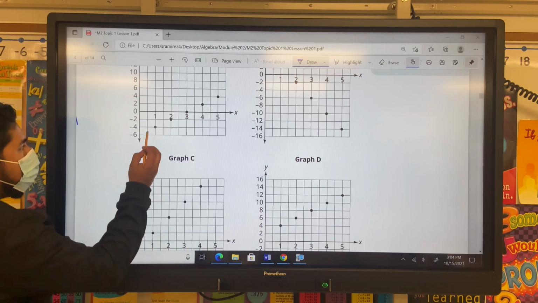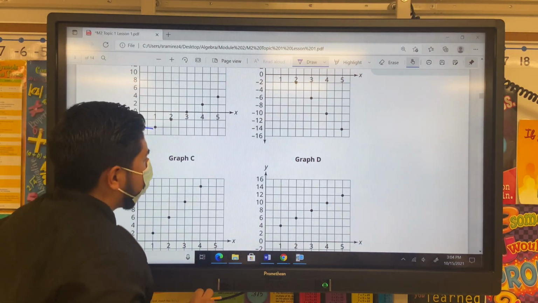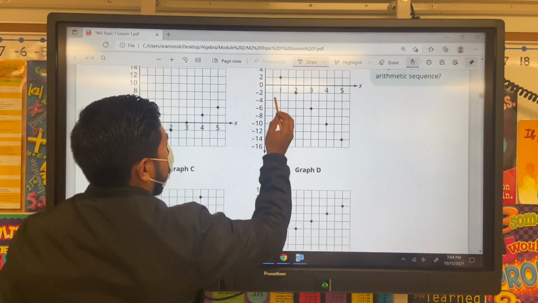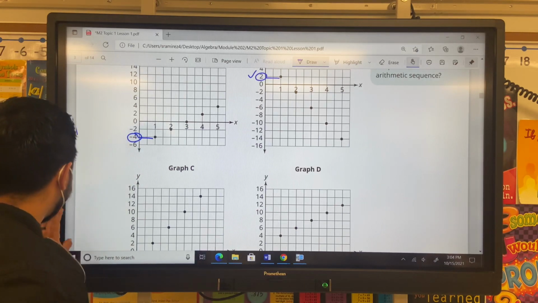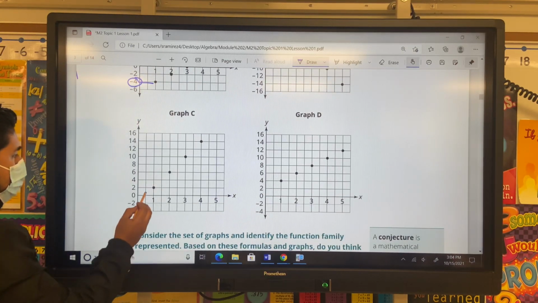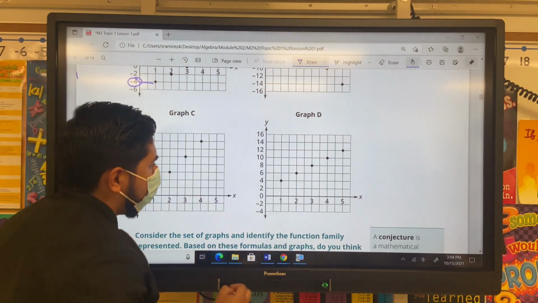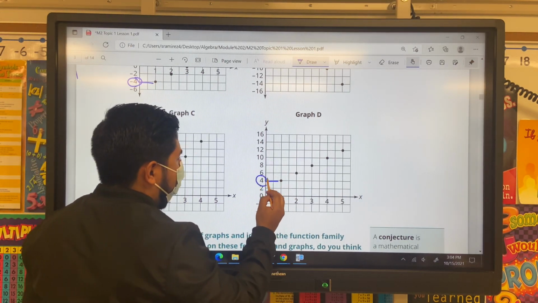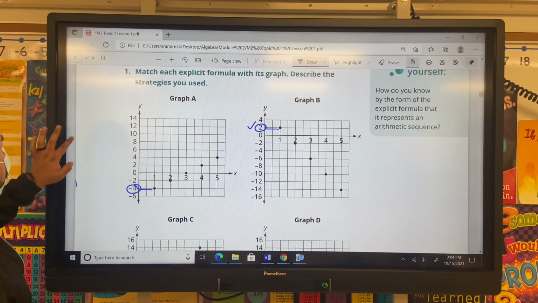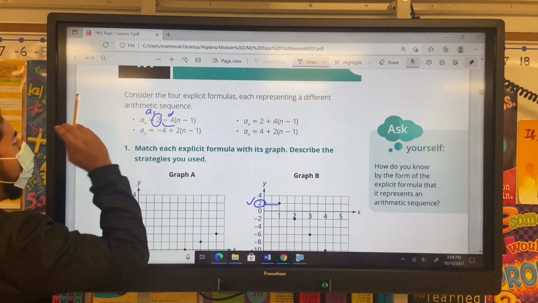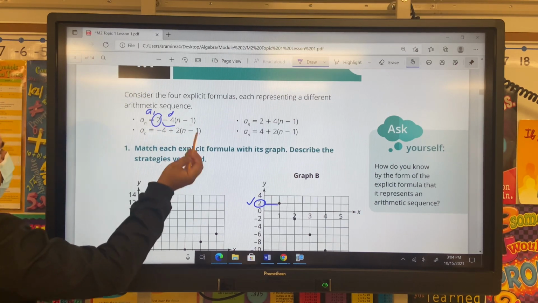Let's check. This graph starts at -4, so that's not it. This graph starts at 2, check mark. This graph starts at 2, okay, check mark. This graph starts at 4, that's not what I want. Okay, so now I have to ask myself, what is 2 minus 4 for my second number?